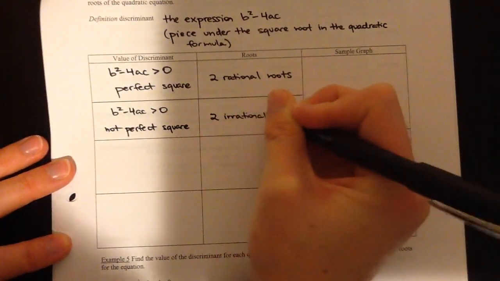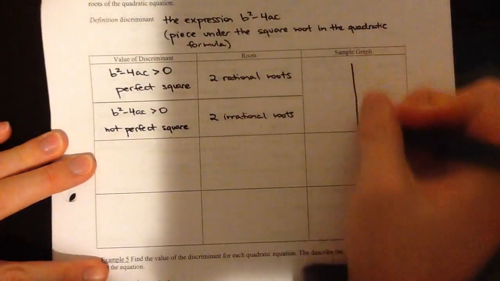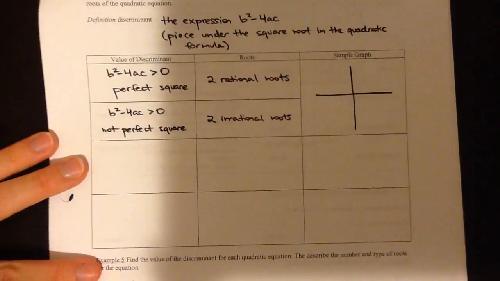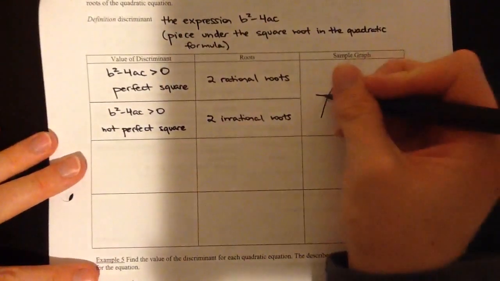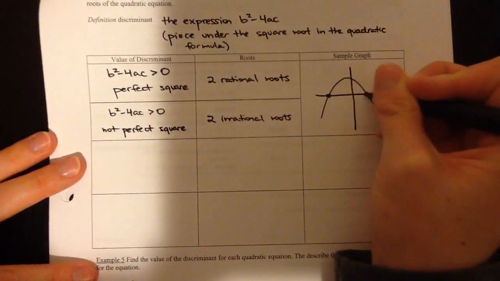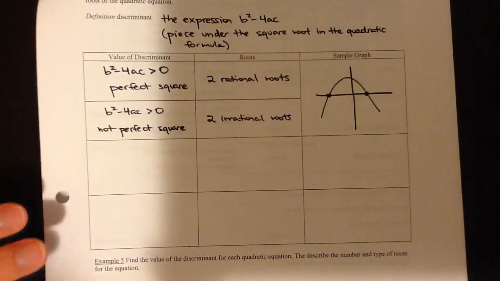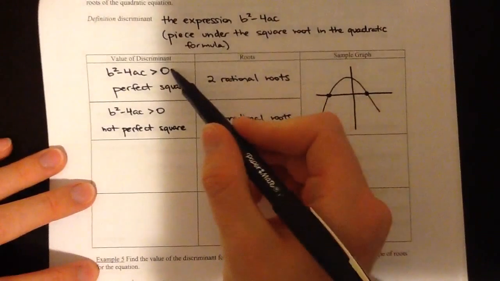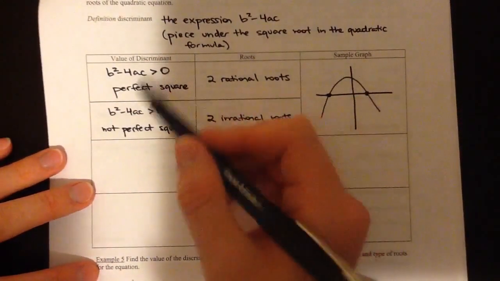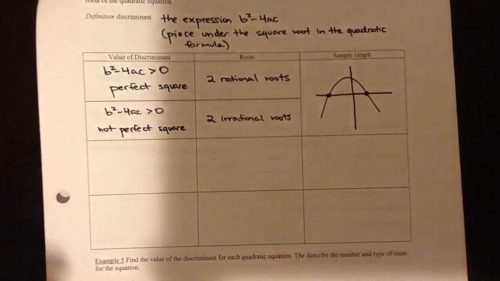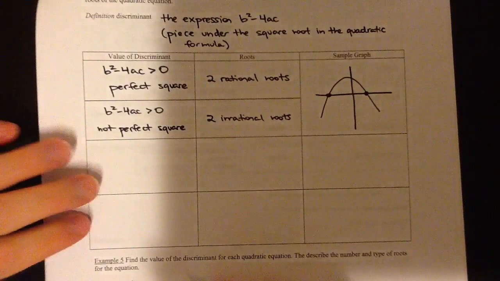Okay, in a sample graph that we can look at, let's say, and it doesn't matter if this graph is right side up or upside down or whatever, but say my graph just looks something like this. I have 2 roots, aka 2 x-intercepts. Maybe they're rational, maybe they're irrational, but the important part is if I have something positive underneath the square root, I have 2 roots. The fact of whether it's a perfect square or not tells me if my answers are rational or irrational.